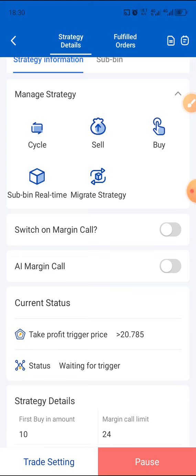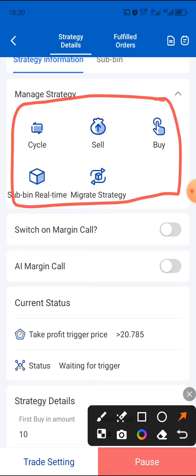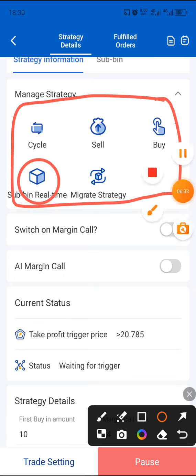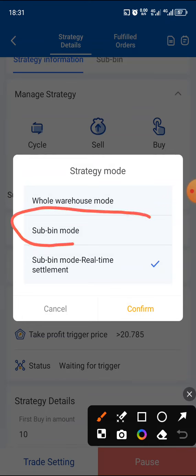Like I've been showing you, on this panel here, you will see different options. You will see the cycle, the sell button, the buy button, migrator strategy, and here the sub-bin real-time settlement. So our focus is going to be on the sub-bin mode real-time settlement. That's where we are going to put our focus. Now, in this market situation, we are going to be using what we call the sub-bin mode.